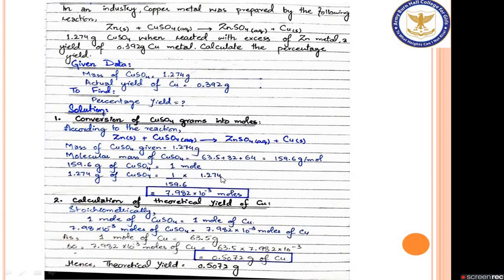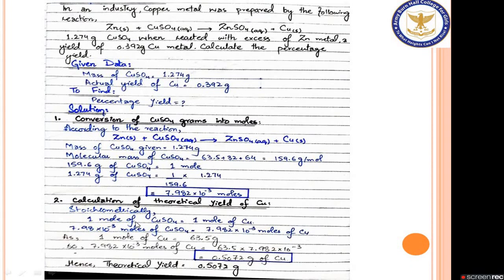So the moles of the copper sulfate we have is 7.982 × 10^-3. And the next step, we have to calculate the theoretical yield of the copper with the help of the number of moles of copper sulfate. As we are provided with two things, one the copper sulfate, which is the reactant, and the other one we have to calculate, the product, copper.